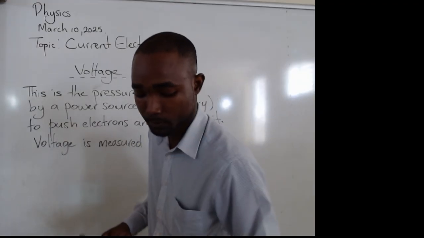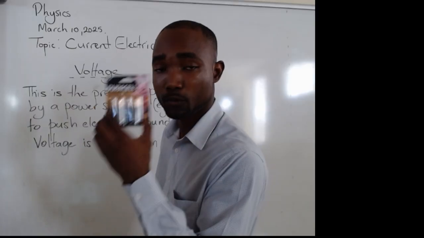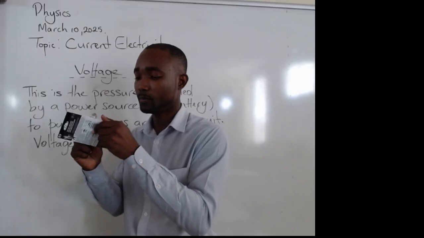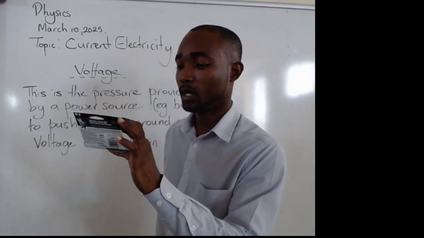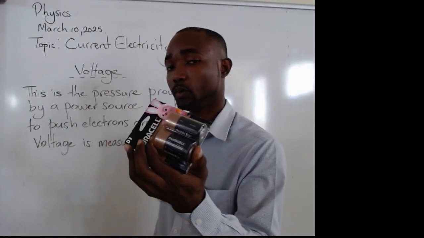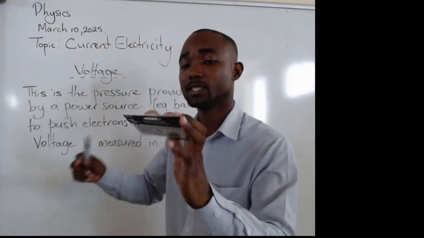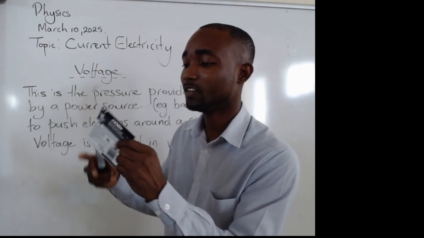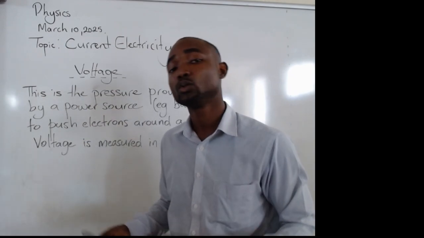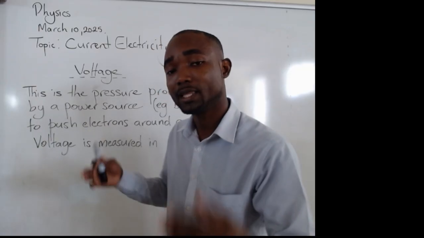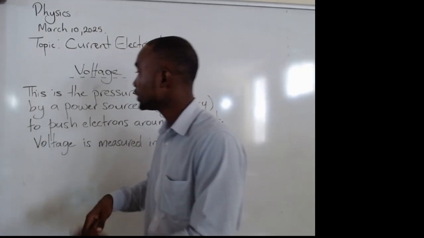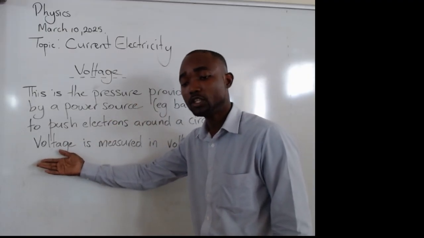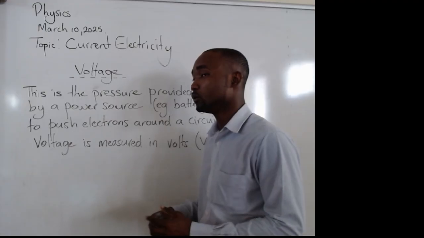So therefore, the rating of a battery is in terms of volts. So these batteries, I believe they are 1.5 volts, but they last very long because they have a greater capacity than the small 1.5 volts. But you have batteries that come in 9 volts, 12 volts. All right? That simply means that the greater the voltage, the greater its pushing pressure, its ability to push electrons around a circuit.